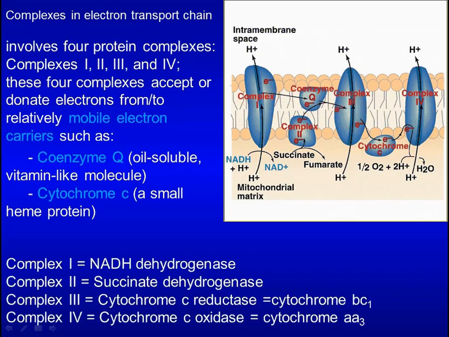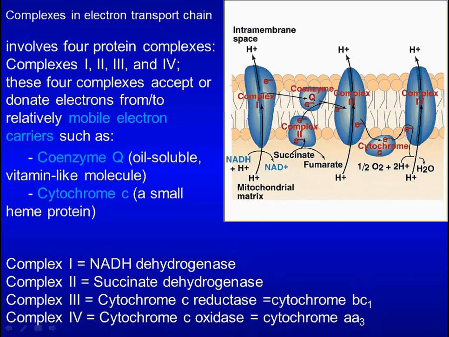Complex 1, also called NADH dehydrogenase. Complex 2, succinate dehydrogenase. Complex 3, cytochrome C reductase, or also called cytochrome BC1. Complex 4, cytochrome C oxidase, or sometimes called cytochrome AA3.